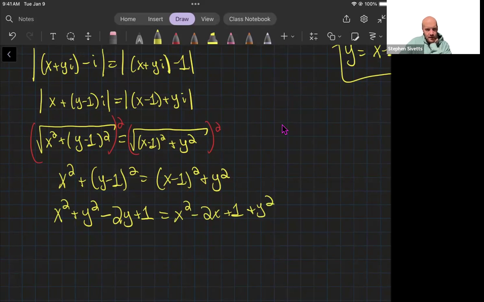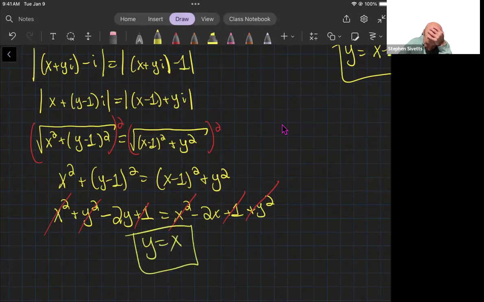Actually, we won't have an implicit equation. I was wrong, and that's a good thing. Things will cancel, thank goodness. The x squared terms will cancel along with the y squared terms, and also the ones cancel. What we are left with is y equals x. Wow, another line. Sweet. So the set of all points is a line where y equals x. Hopefully that made sense.